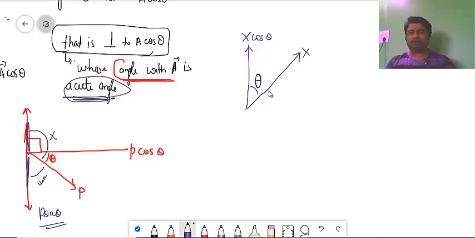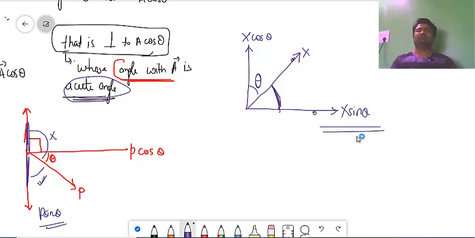Now again pause the video and tell me which one you will select as sin theta. I hope you have done this one. Let us see. Now this angle is an acute angle, between x and this line. So I will take this line as x sin theta. I hope this one is very much cleared. So we have done resolution of vectors.